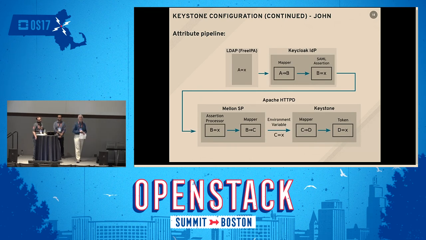I'm going to make an assumption that most of you in this room are probably administrators or going to deploy things. And one of the things that seems to confuse most people is where attributes come from and how you control them. Maybe you want to pass along email or group information. In our example, we're going to depend on group information. In this illustration, there are three independent processes. On the very top left is your LDAP process. Next to it on the right is the Keycloak IDP. And then below it is your Apache process that contains both mod_auth_mellon and Keystone.